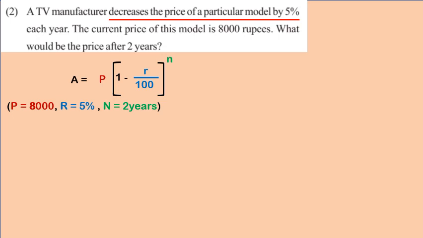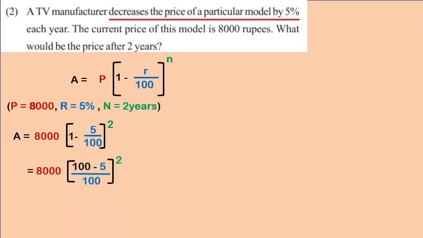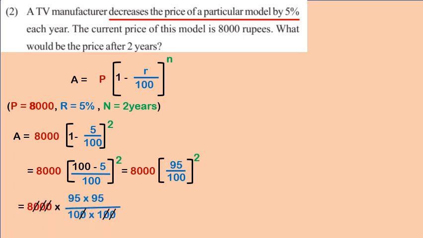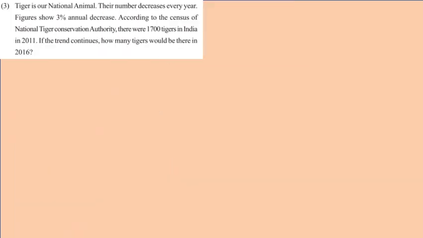Then directly substitute to the formula, we will get A equal to 8,000 into 1 minus 5 by 100 all raised to 2. It can be written as 8,000 into 100 minus 5 by 100 all raised to 2. That is equal to 8,000 into 95 by 100 all raised to 2. Then simplify, we will get 7,220 rupees. So we can say the price after 2 years would be 7,220 rupees.